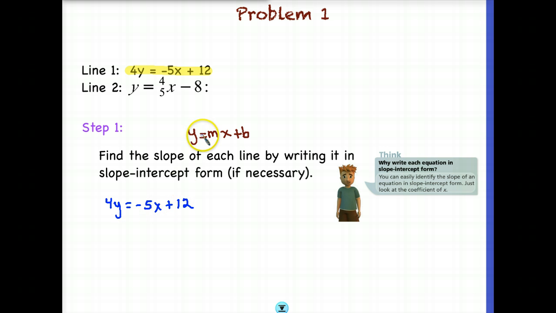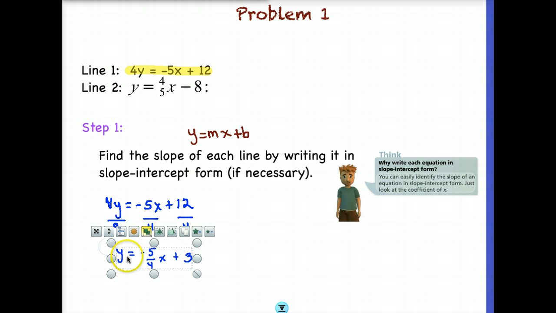It's very close to being in this form, except that we have a 4 in front of the y. In order to get rid of the 4, we would need to divide every term by 4. And now let's simplify. 4 divided by 4 is just 1, or 1y, and that equals negative 5 over 4x. That is our slope. And plus 3. 12 divided by 4 is 3. Okay, so we have y equals negative 5/4 x plus 3. Let's copy that so we know what that is.